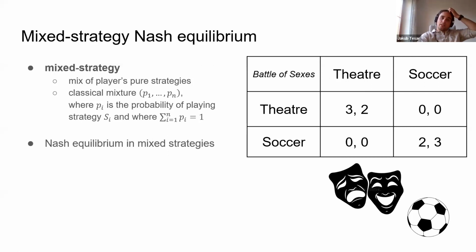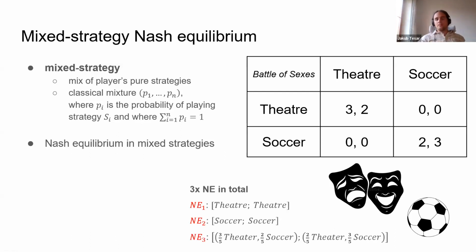And what is the Nash equilibrium in mixed strategies? So we, for example, may say that my strategy would be to flip a coin and to go to theater if I see tails, and go to see soccer if I see heads. And Nash equilibrium in mixed strategy is basically the same as we had with pure strategies.